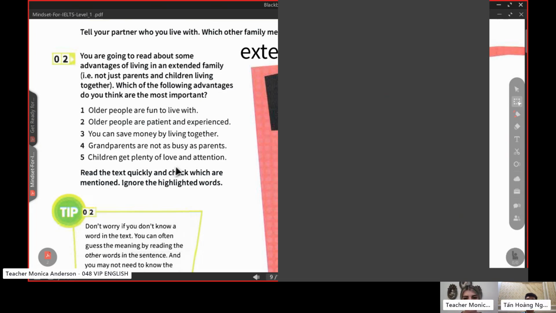I think both of these. Yeah, both of them, of course, but grandparents actually pay a lot of attention and love to their grandchildren, I think. It's really good. Very good. Okay, let's keep going.